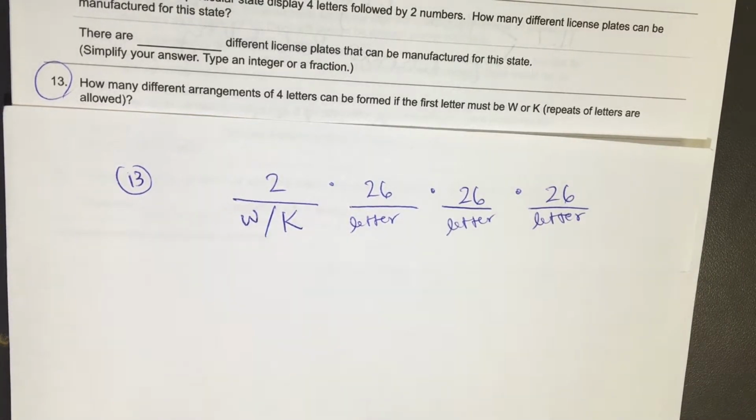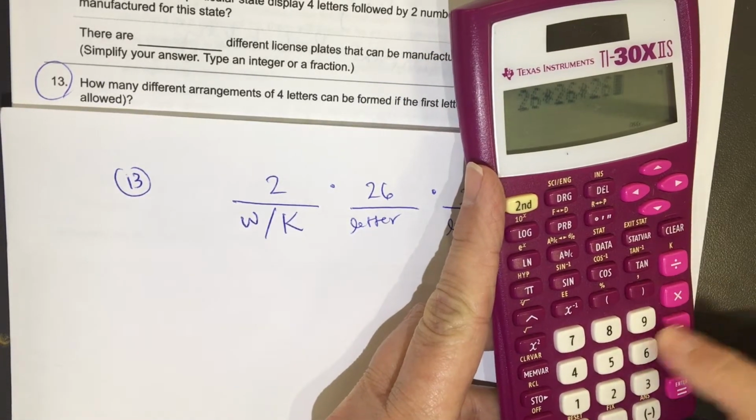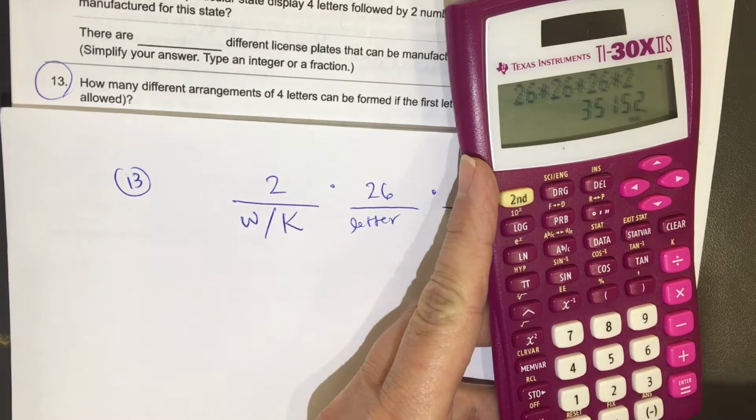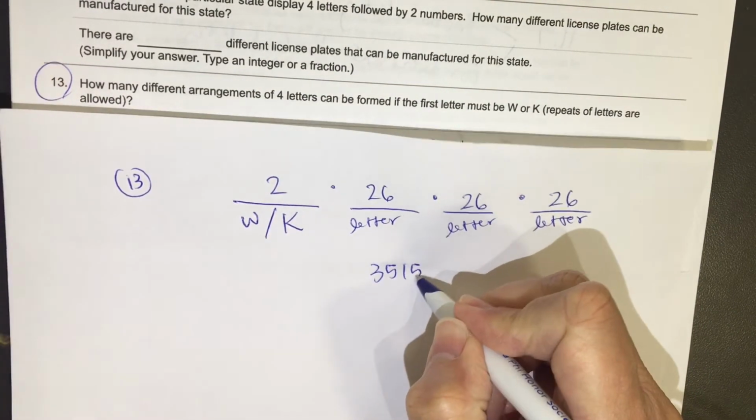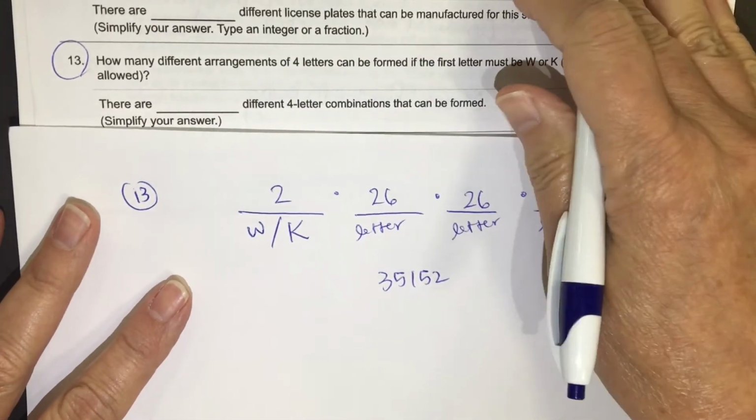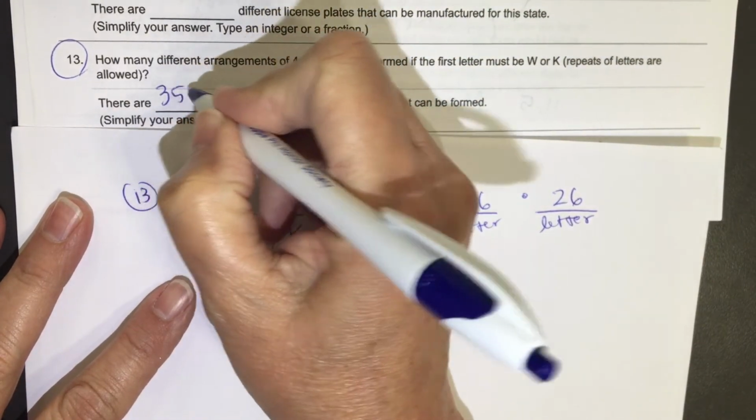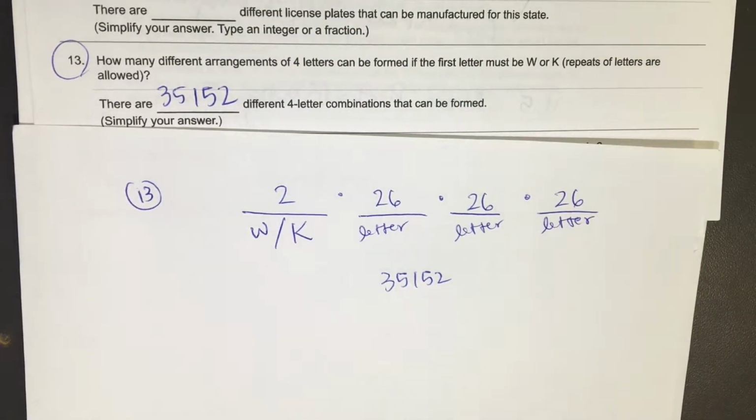So let's multiply that out. 26 times 26 times 26 times 2. 35,152. Where is this used in the real world?